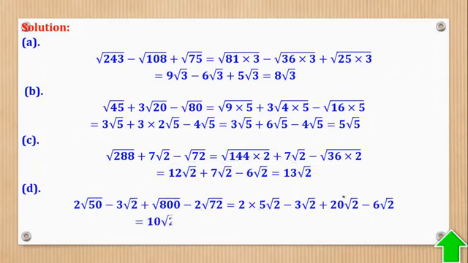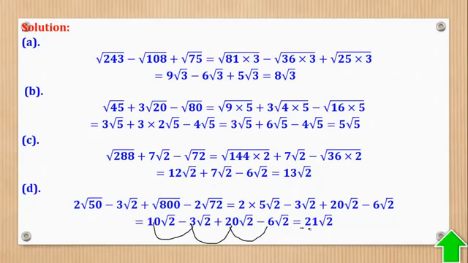Then you'll add. First of all, this gives you 10. So 10 minus 3 is 7. 7 plus 20 is 27. 27 minus 6 is 21. So remaining with 21 lots of root 2.